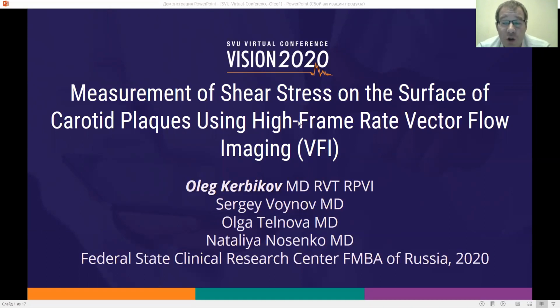Dear colleagues, the topic of my talk is measurement of shear stress on the surface of carotid plaques using high frame rate vector flow imaging. In this talk, I am going to present results of our study, where we attempted to use vector flow imaging to assess wall shear stress on the surface of carotid plaques. We think that some of the questions we ask in this study may have tremendous benefits to the area of modern vascular medicine, specifically detection of vulnerability of carotid plaques on the basis of difference in wall shear stress values.